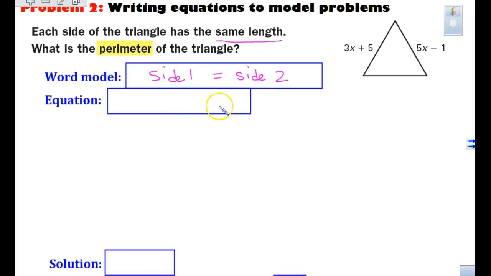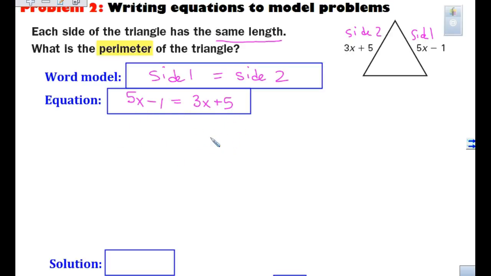Greta, when we look at that, which side do you want to be side 1? Because it doesn't really matter up here. The 5x. So side 1, we're going to put 5x minus 1. So this is our side 1, right, as Greta started this out, which means this has to be side 2. And these two are equal, 3x plus 5. So we have our equation.